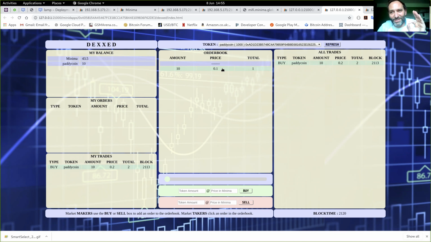This is the strategy for most of us crypto traders. Yeah, you buy high, sell low.